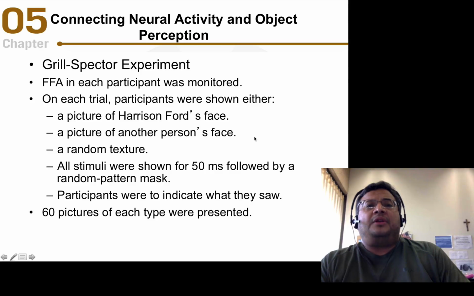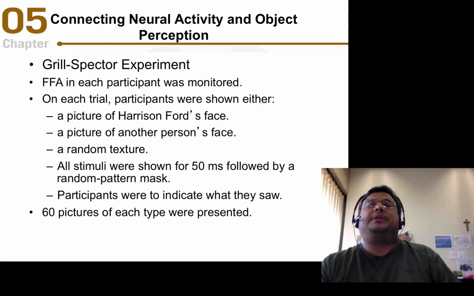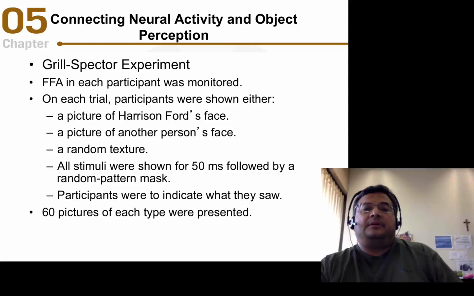Another experiment that was done to link neural activity in the brain to object perception was done by Grill and Spector, right? What they did was look at the fusiform face area. This is the part of the brain that becomes activated when we're perceiving a human face, okay? So here's what they did. They did a trial, and they showed these pictures very, very quickly, for 50 milliseconds.